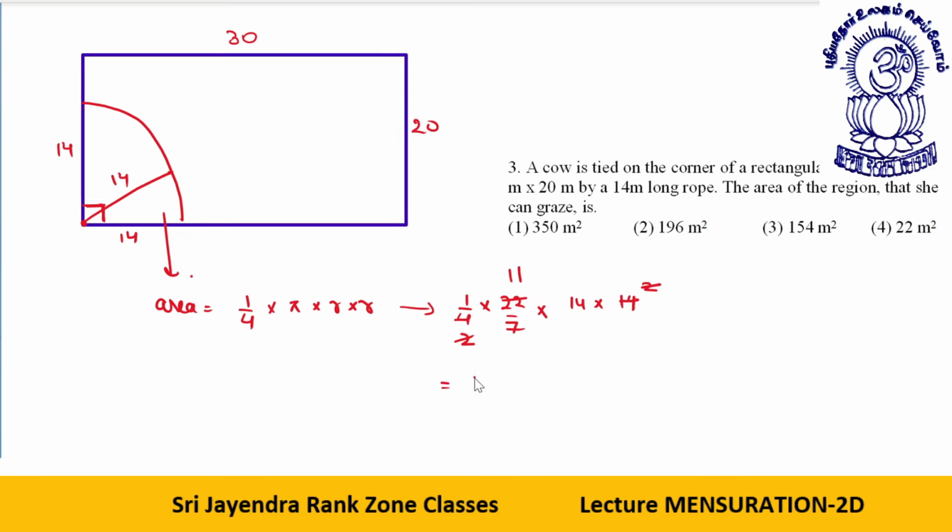So finally what you are left with is 11 into 14. What is 11 into 14? 11 into 14 is 154 centimeter square or meter square, whatever it is. Okay. Option number 3 is the answer. Okay, dear students. I hope so far I am clear to everyone. Let me proceed towards the next one.